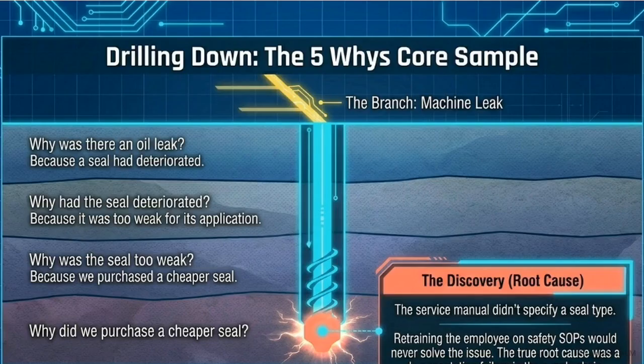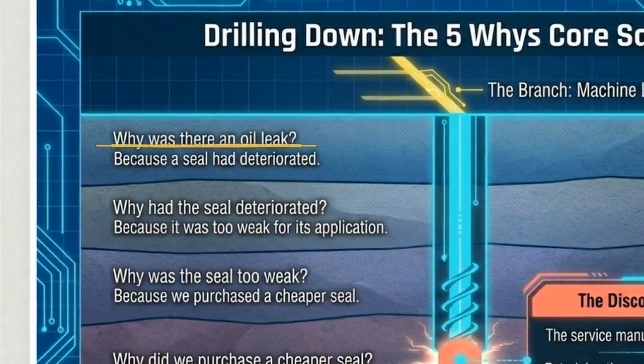This cross-section illustrates the next step. The Fishbone maps the horizontal landscape, but to understand this specific machine leak, the team switches to a vertical descent tool, the 5 Whys. We execute the first layer of questioning. Why was there an oil leak? Because a seal had deteriorated.